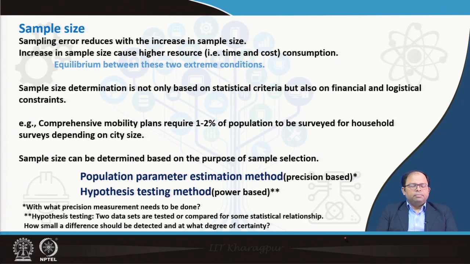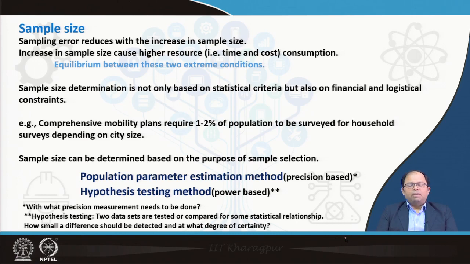There are primarily two ways we can determine sample size. One is called the population parameter estimation method, and the other is the hypothesis testing method. The population parameter estimation method is based on precision. Precision means with what precision a study needs to be done, that is, how precise my final results should be. That is very important. If I have a sample and estimate a mean for it, how precise should that estimate be compared with the actual mean of the population.